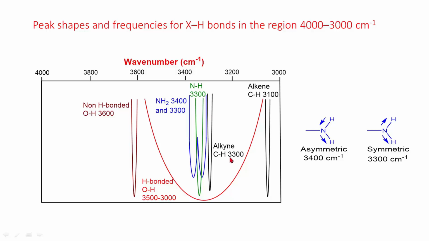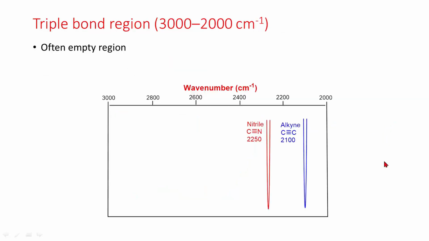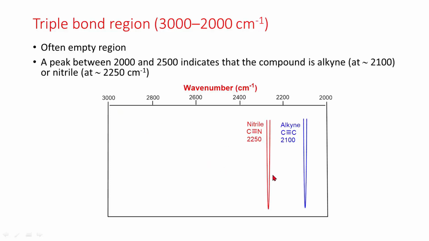CH bond of alkynes appears at 3300 cm⁻¹. CH bond of alkenes appears at 3100 cm⁻¹. Triple bond region from 3000 to 2000 cm⁻¹. Often it is empty. A peak between 2000 to 2500 cm⁻¹ indicates the compound to be either alkyne or nitrile.